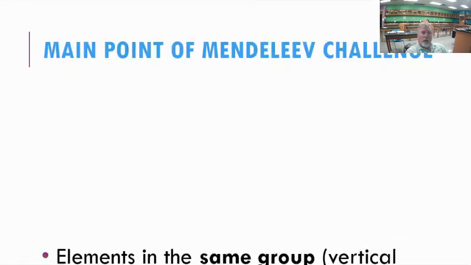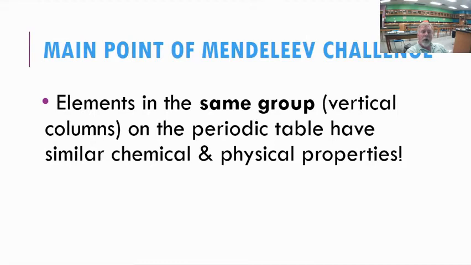Now, if we would have had you guys in class with us, we would have done what we call a Mendeleev challenge. If you remember, Mendeleev was the man who we give credit to for coming up with the periodic table. And the main point of that challenge would be to help you to see that elements in the same group, that vertical, those columns on the periodic table, have similar chemical and physical properties.